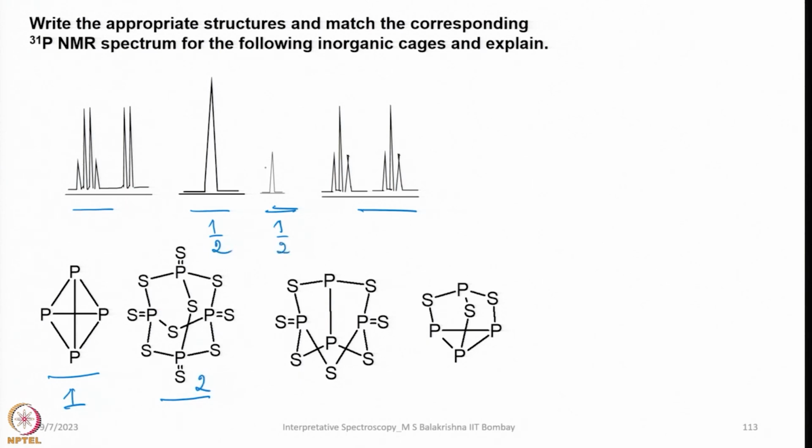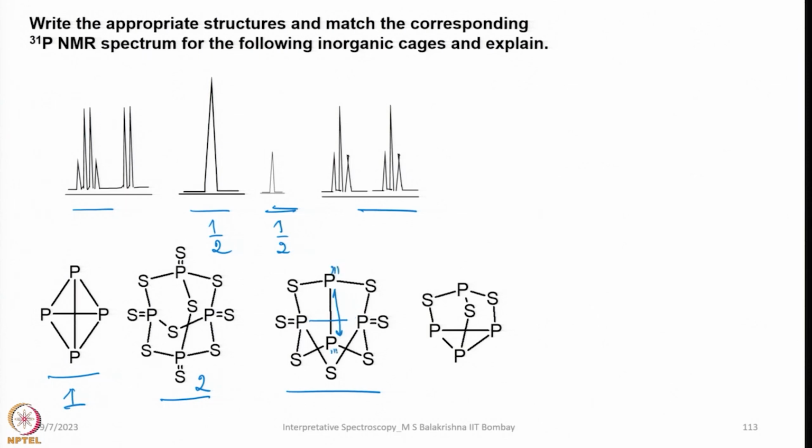So it could be this one or this one. And next, let's look into this molecule here. In this molecule, 2 phosphorus are in pentavalent state and 2 phosphorus are in trivalent state. That means we have 2 different types of phosphorus atoms here. And then these 2 are identical and these 2 are identical. So these 2 phosphorus are equidistant from the trivalent phosphorus here.